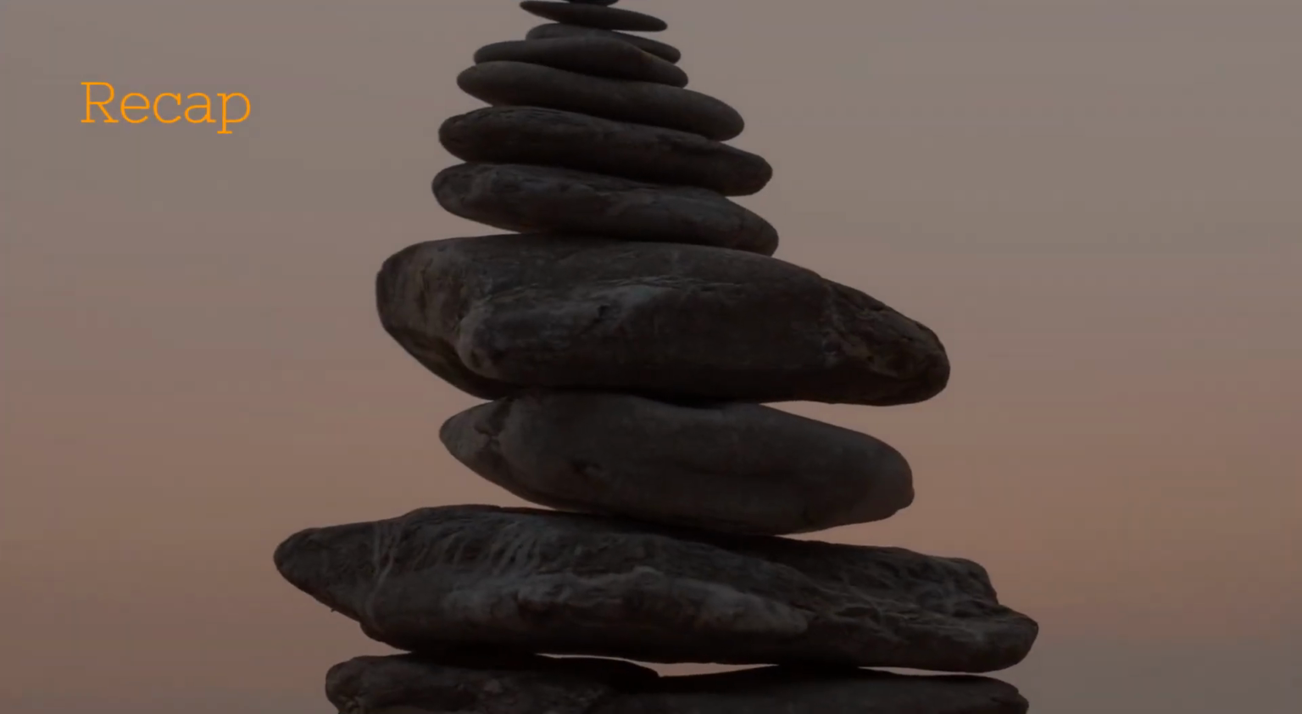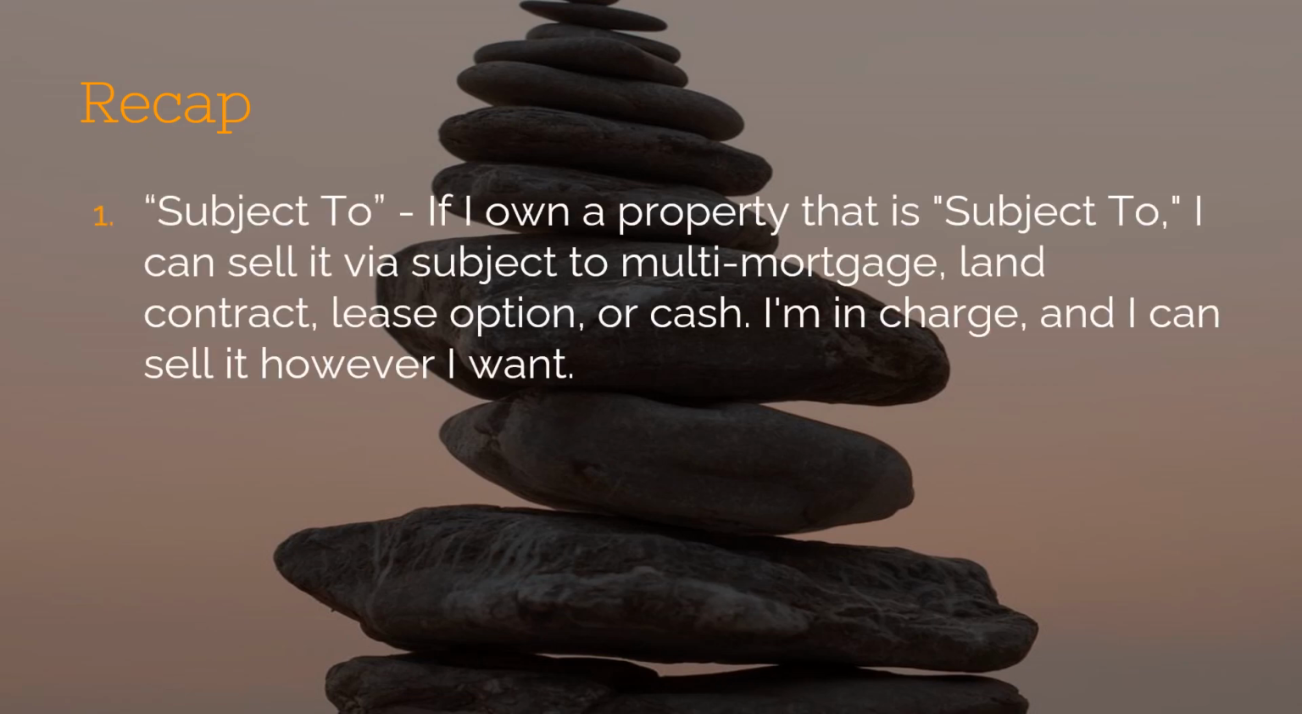Now let's go over everything one more time. Now we have the subject to, which is our top priority in hierarchy. And if I own a property that's subject to, I can sell it via multiple mortgage, land contract, lease option or cash. I'm in charge. I can sell it however I want.